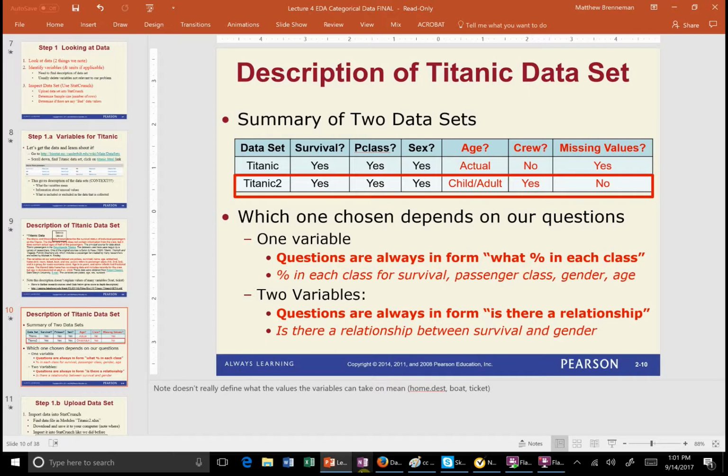Yeah, so this is what we want to look at. So basically here with two variables, we're interested in, is there what we call an association or a relation? In other words, does one value of one of the variables go with one of the values of the other variable more? So we might want to know, is there a relationship between survival and gender?